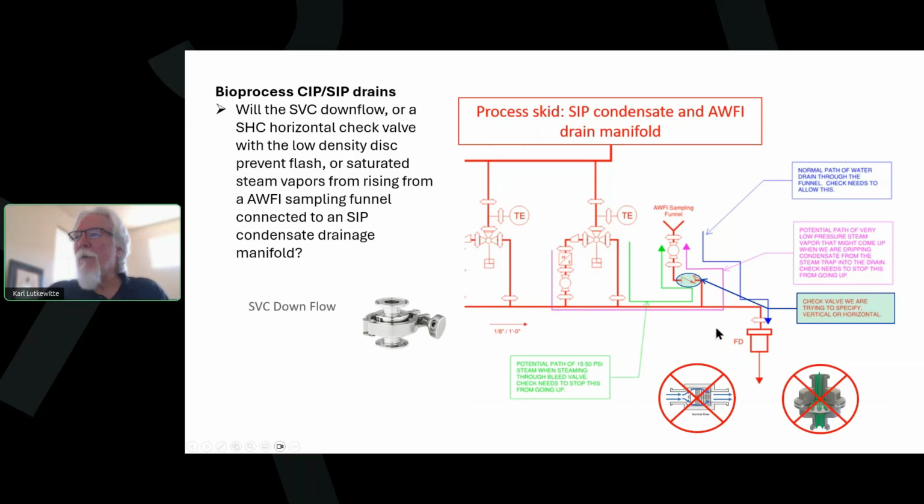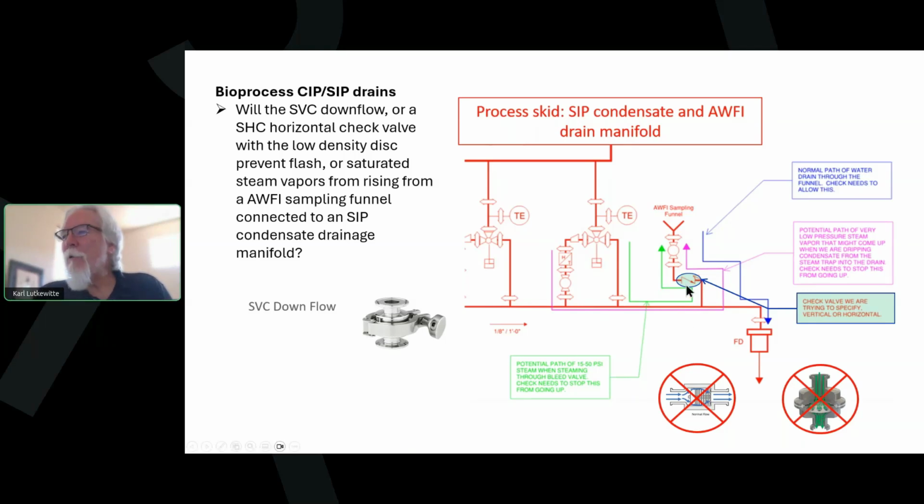And what was happening is, because this was open to atmosphere, this is an air break here, this funnel, every time that they would SIP, you'd have flash steam vapors coming out of this funnel into this classified manufacturing space where they wanted to take samples. So you've got flash steam vapors coming up, which is not good. And folks, I can tell you, having visited plants all over the world, that this is a common occurrence, getting vapors up through a drain.